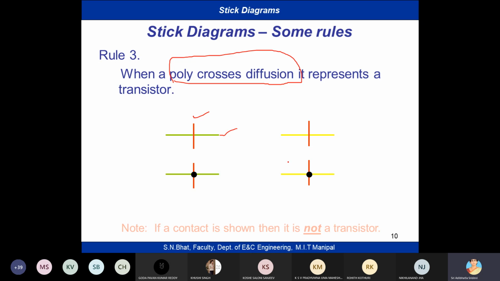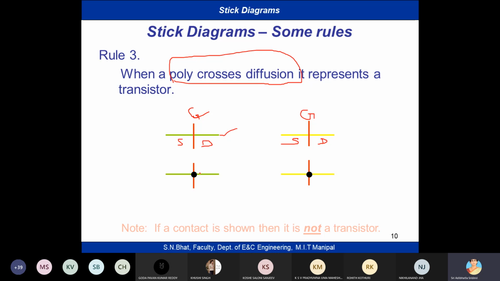Silicon dioxide layer is everywhere, so we will not represent the insulation layer in the stick diagram. Whenever we have two different layers, understand that there is silicon dioxide in between those two layers. So whenever green diffusion crosses polysilicon, you have to understand that this is source, this is drain, and this is gate. Similarly, P diffusion and polysilicon: source, drain, and gate. You have to understand that it is a transistor.